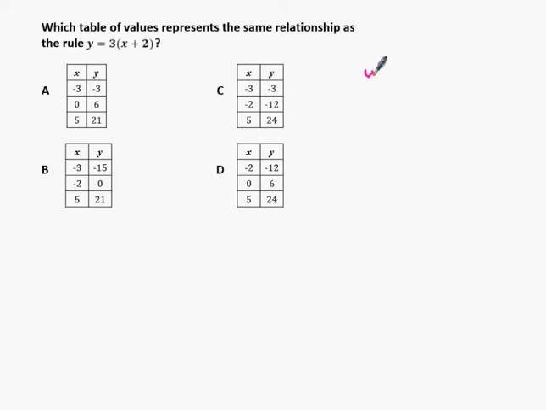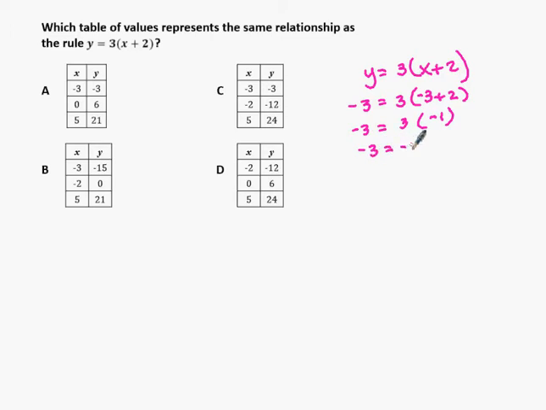Our equation is y equals 3 times the quantity x plus 2. When I substitute a negative 3 in for x and a negative 3 in for y, that's negative 3 plus 2, times 3. That's supposed to equal negative 3. Let's see if it does. Negative 3 plus 2 is a negative 1, times 3. And indeed, negative 3 does equal negative 3. So that first one checks out.